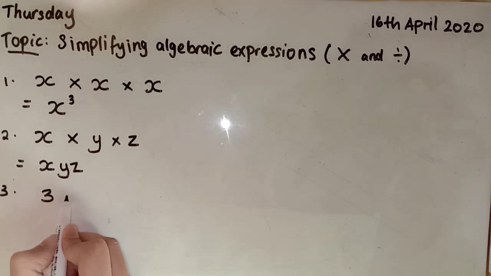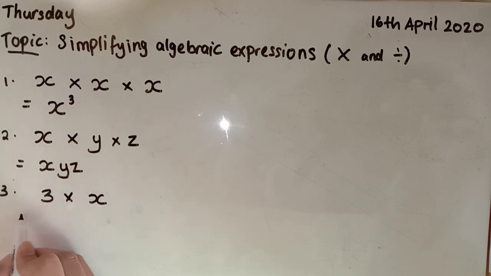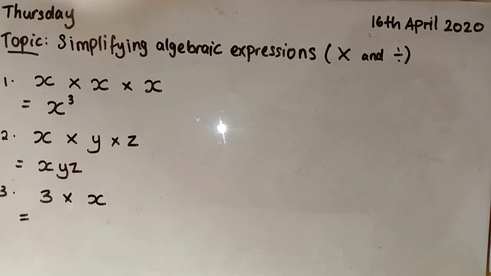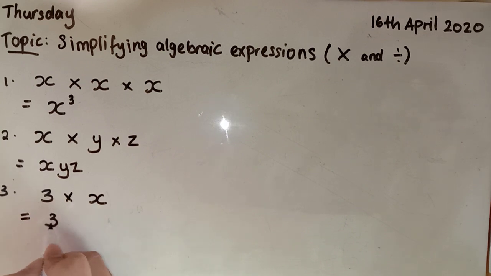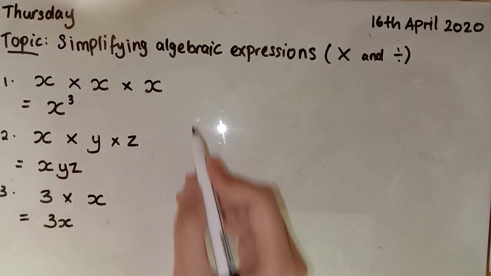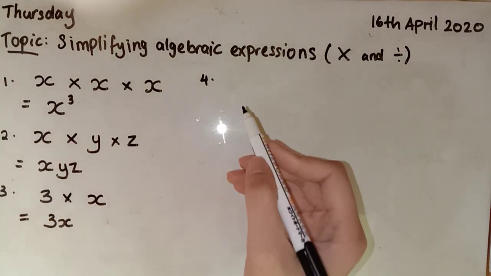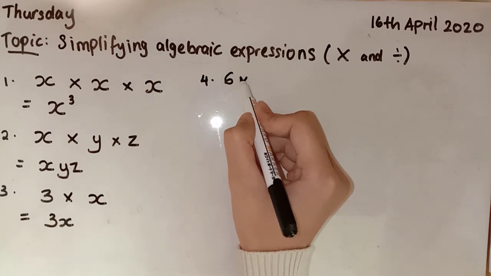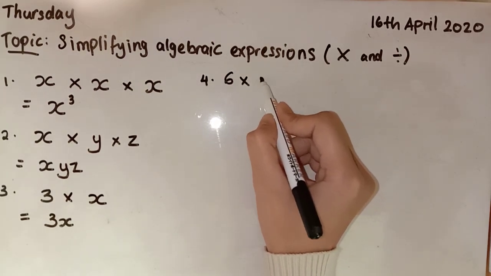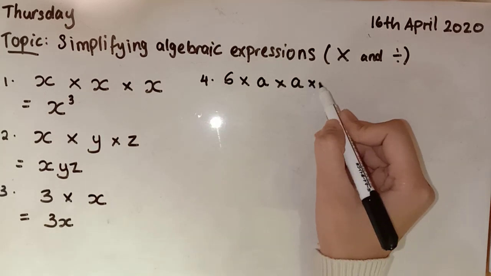3. So we introduce numbers now, okay? 3 times X gives you 3X. Okay, so this means 3 times X. Moving on. 6 times A times A times B.